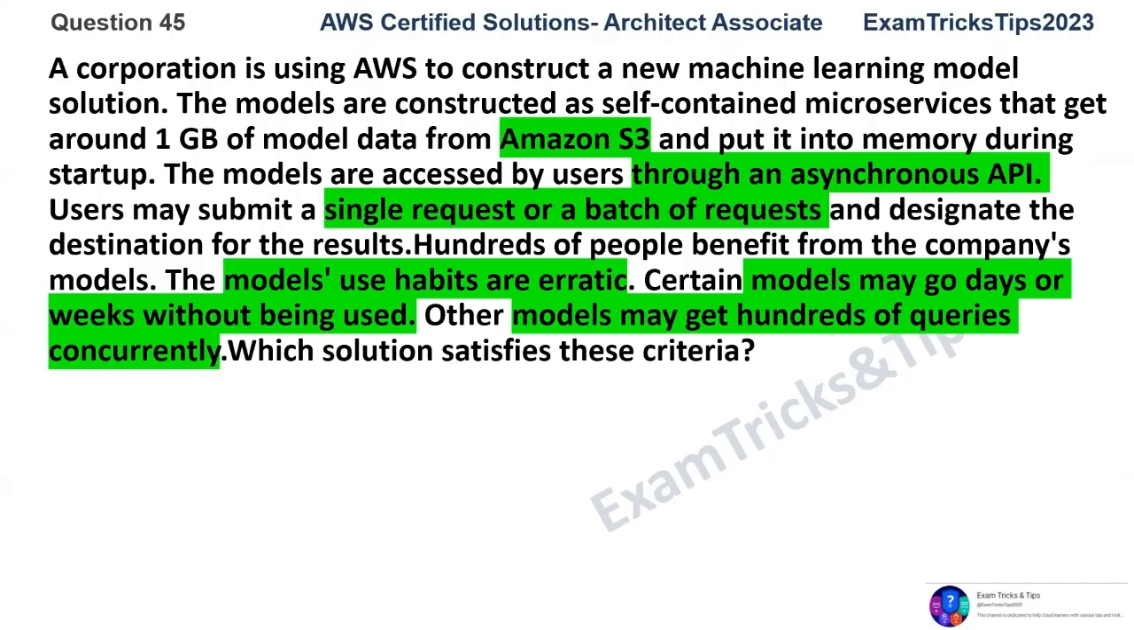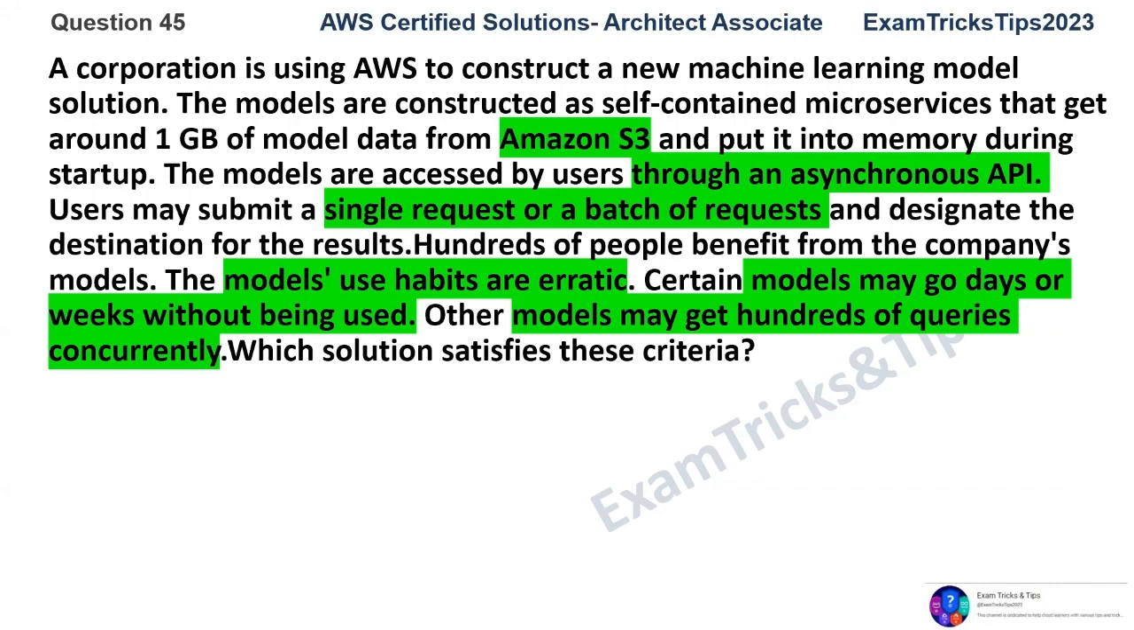A corporation is using AWS to construct a new machine learning model solution. The models are constructed as self-contained microservices that get around 1 GB of model data from Amazon S3 and put it into memory during startup. These models are accessed by users through an asynchronous API. Users may submit a single request or a batch of requests and designate the destination for results. Hundreds of people benefit from the company's models. The models' use habits are erratic. Certain models may go days or weeks without being used. Other models may get hundreds of queries concurrently. Which solution satisfies these criteria?